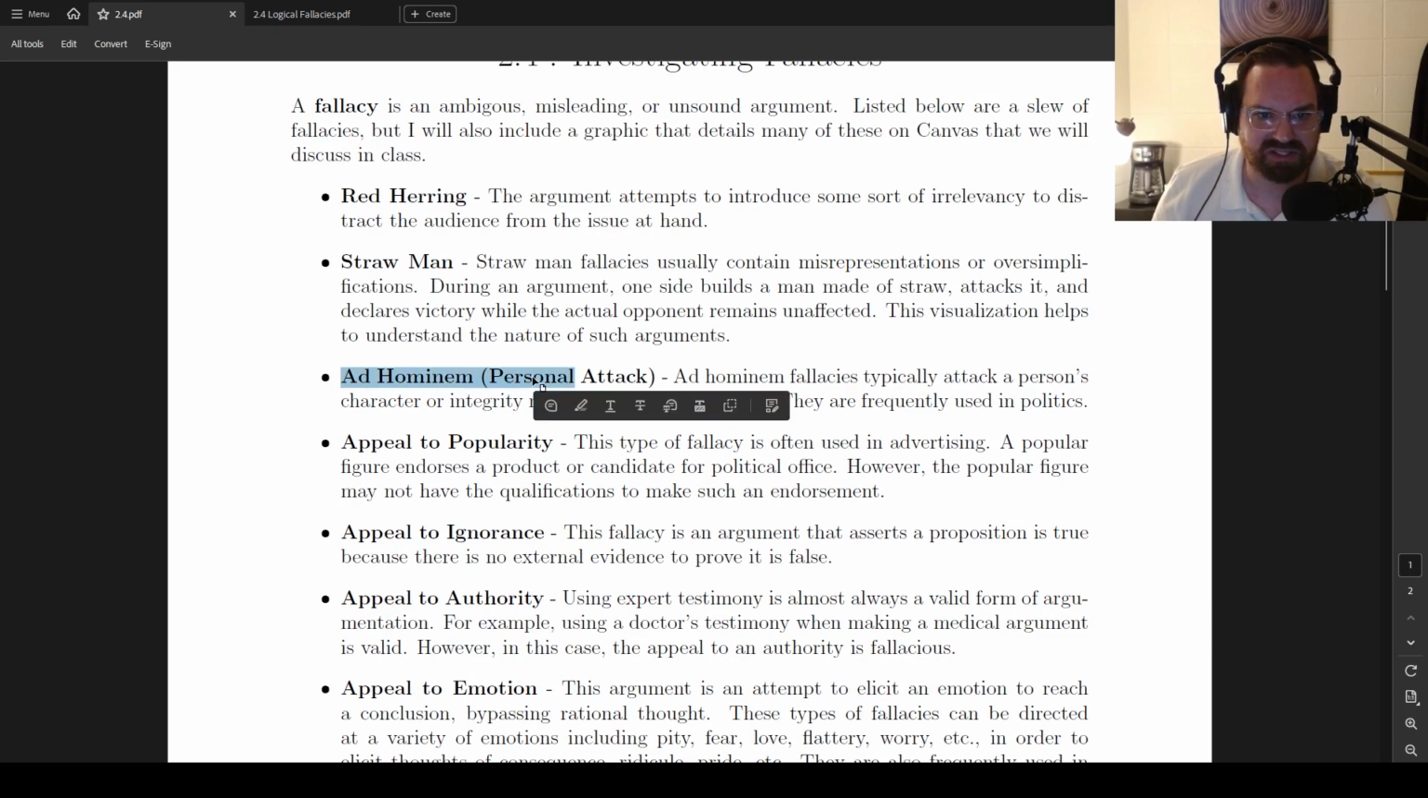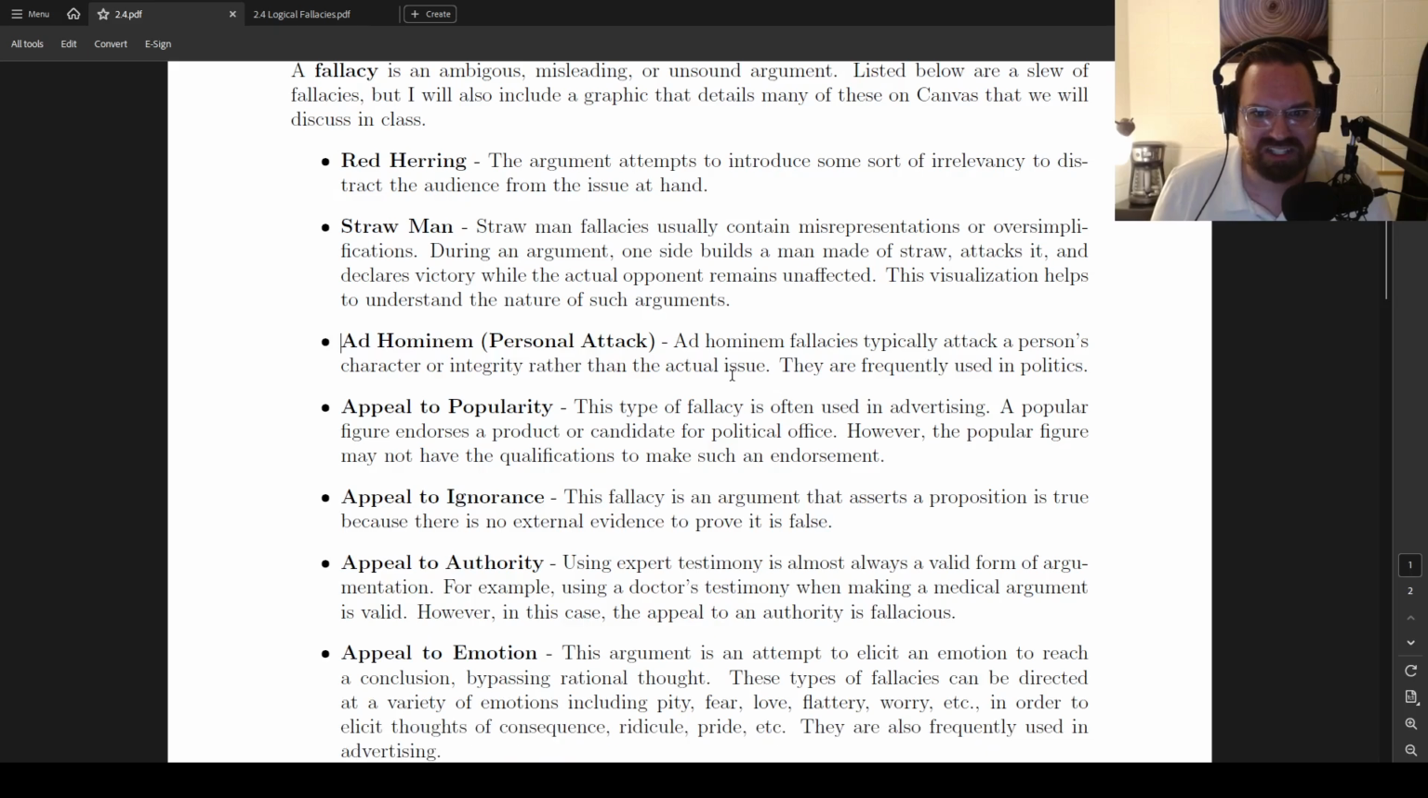Ad hominem is personal attacks. These happen all the time, especially online. I've had this happen to me personally. If anyone is involved in politics, ad hominem is basically standard operating procedure at this point. It's just personal attacks on people's character. You're not attacking the positions, you're attacking the person.